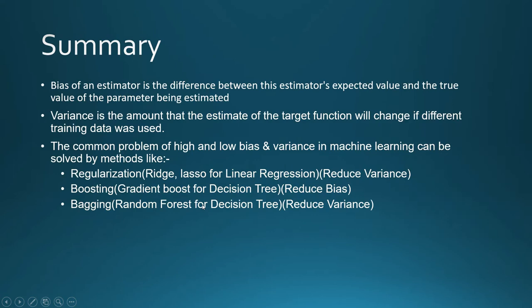Going forward, now the summary. I will just try to emphasize on these points. These points I've iterated before also. So they are the methods we use to reduce the bias and variance. For a regression problem we use regularization.